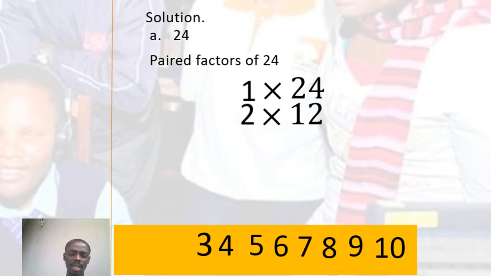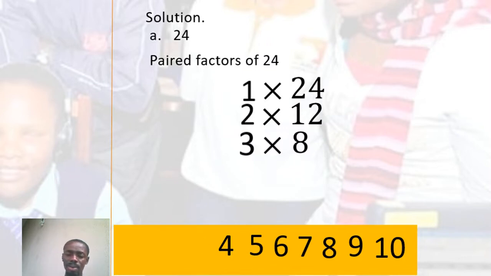Now, the next thing is, consider 3 as the next number or your next factor. Does 3 divide into 24 without a remainder? Yes or no? If your answer is no, you don't select. Now, we've yes for 1 and yes for 2. But now, for 3, what's our answer? Is it still yes? Of course, yes. So, 3 divides into 24.